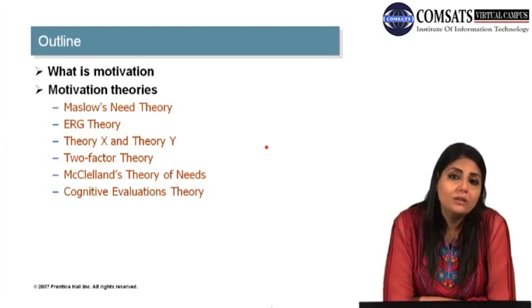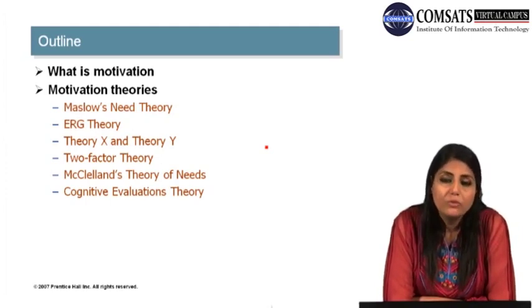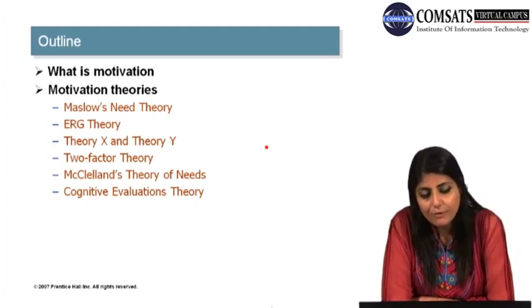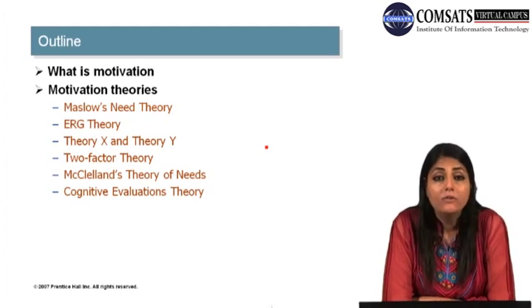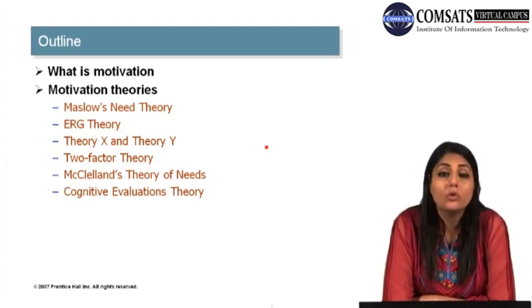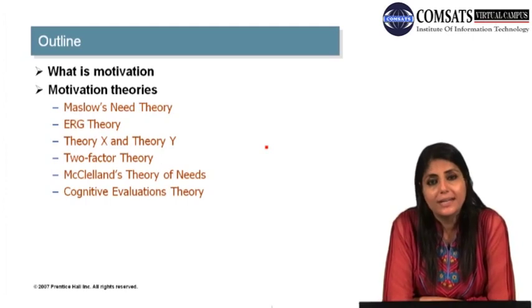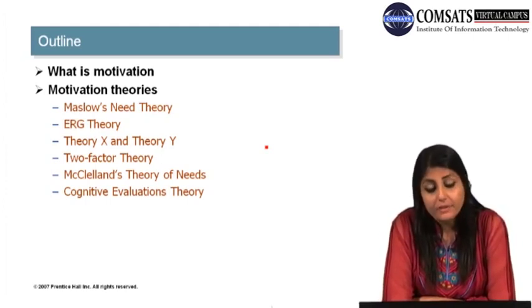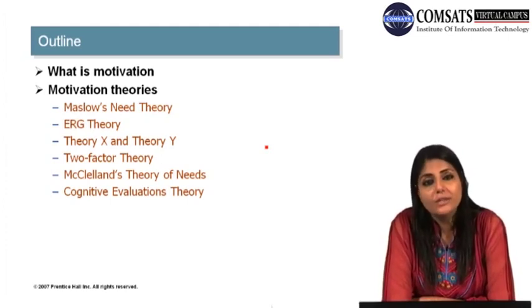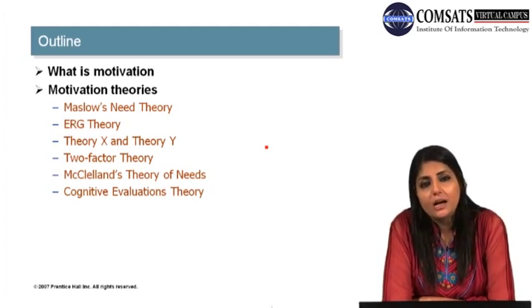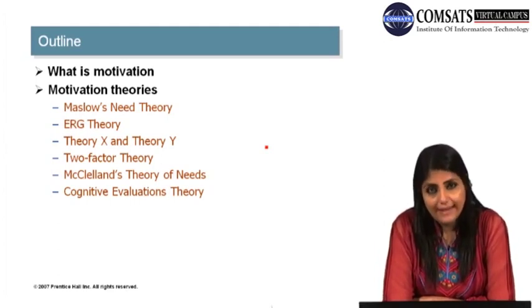So first we are going to see what we mean by motivation. Then we are going to see a number of motivation theories, right? We start off with the Maslow's need hierarchy theory. We go to the ERG theory, which is also known as existence, relatedness, and growth theory. Then we move on to theory X and theory Y. Then we move on to two-factor theory. Then we see the McClelland's theory of needs. And lastly, we see the cognitive evaluations theory. So this is the agenda for today's lecture.